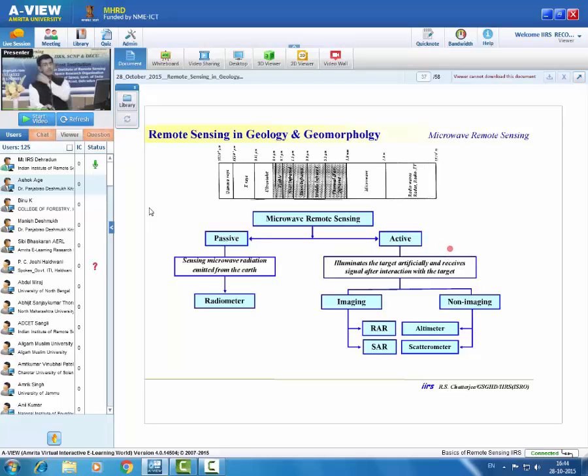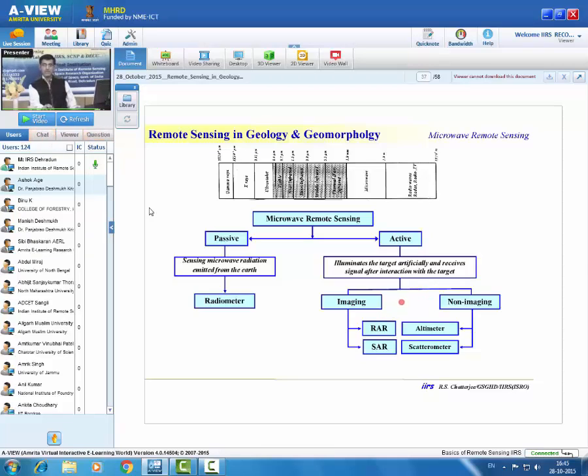Now we are coming to microwave remote sensing, particularly radar remote sensing. So this is the microwave remote sensing family. Very briefly, microwave remote sensing can be passive microwave remote sensing, which senses the radiation from the Earth's surface in the microwave region. So this is the passive microwave remote sensing, and this is the active one. In this case, from the satellite or from the aircraft or from the spacecraft, a pulse in the microwave region is transmitted, and this microwave radiation interacts with the Earth's surface materials, and after the interaction, it comes back, and the return signal is received by the antenna.